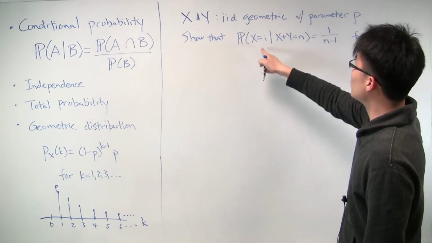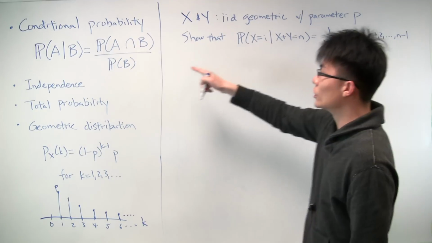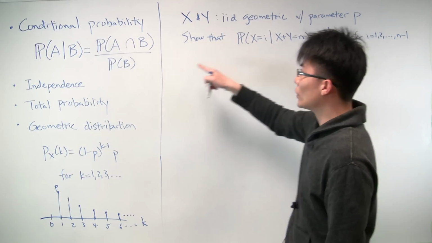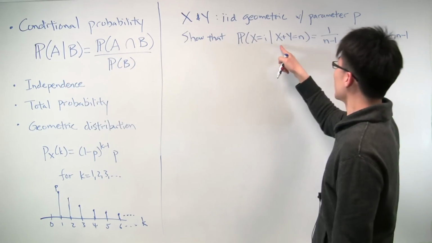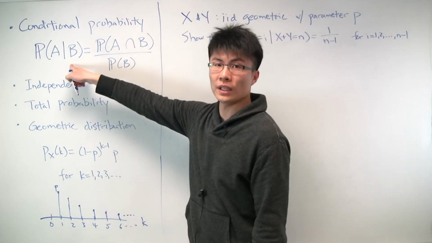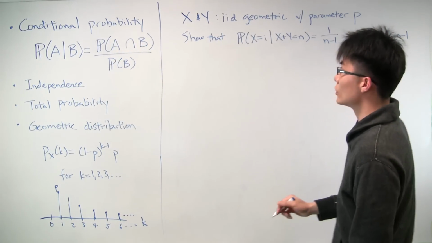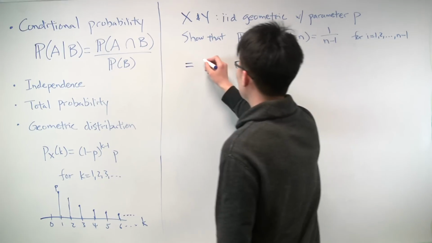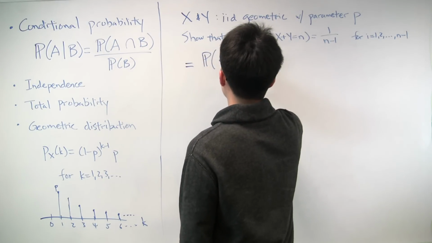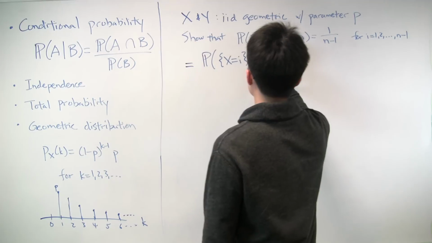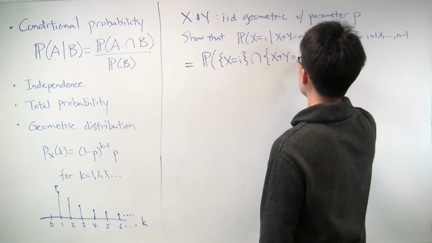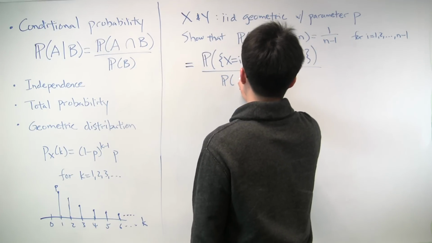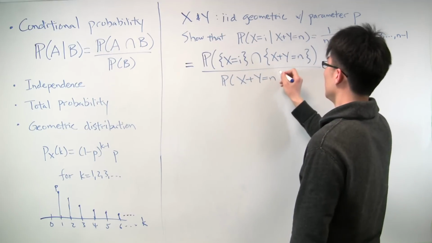Okay, so you can see that this fits into the general form of conditional probability. X equals i, you can think of that as just the event A, and X plus Y equals n is the event B. So let's just apply this definition and see what we get. In that case, what we get is the probability of X equals i and X plus Y equals n, divided by the probability that X plus Y equals n.